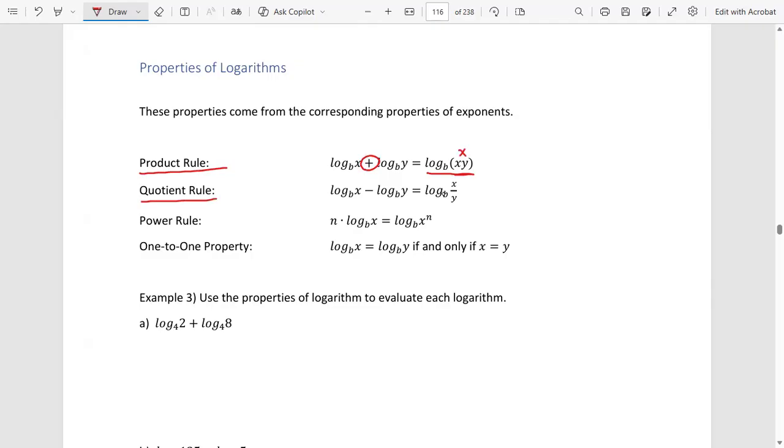Quotient rule says if you see x and y dividing inside the log, if you separate the logs, they must be subtracted.